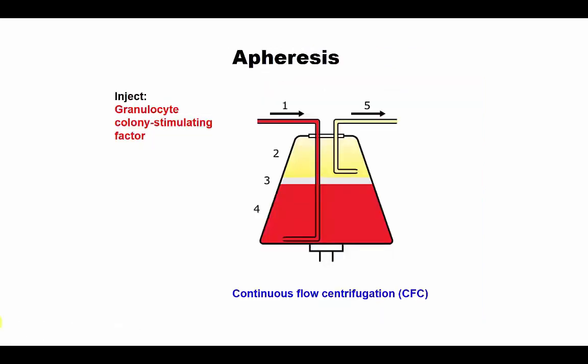In this approach, we can inject one kind of growth factor, so-called granulocyte colony stimulating factor. Then the donor produces more hematopoietic stem cells and releases them into the blood. Then we take out the blood, and by a simple centrifugation method, collect only these hematopoietic stem cells and recycle the blood back into the donor. So this method is much safer and more convenient than taking bone marrow.